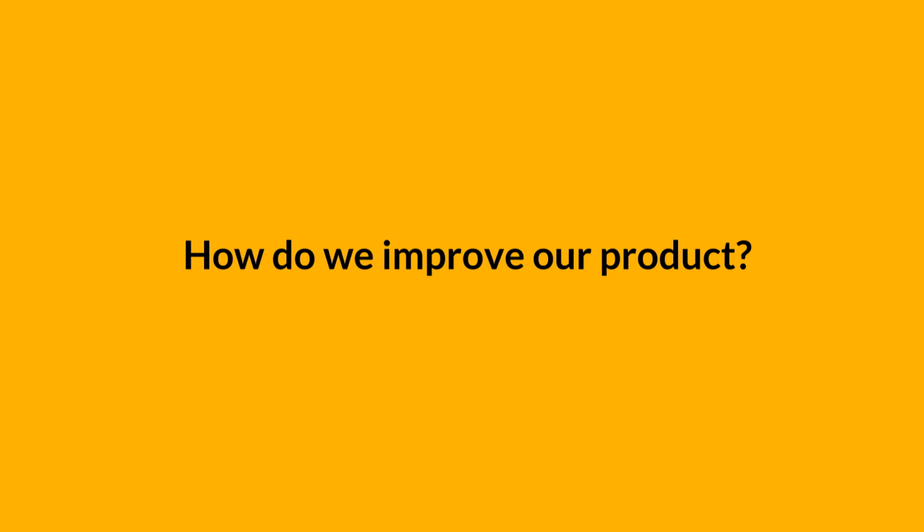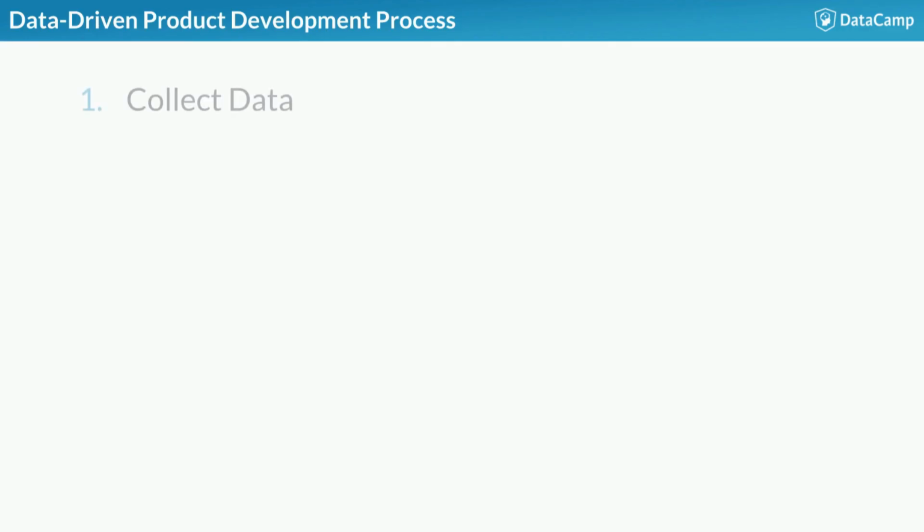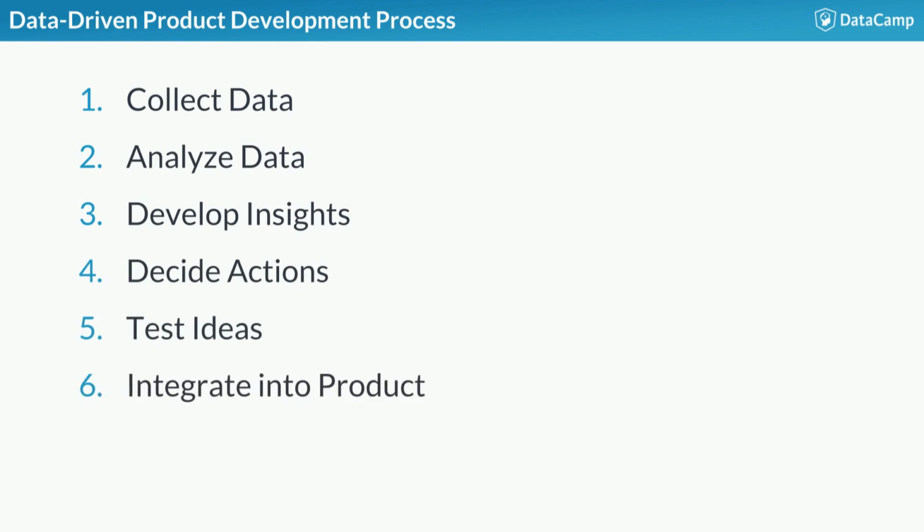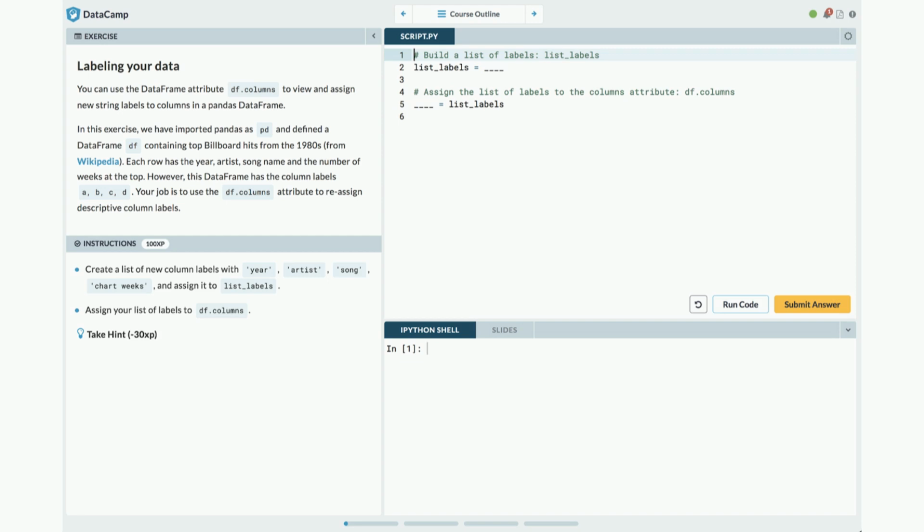Okay, then finally, I want to talk about how we use data internally to improve our own products. And this is really no different from any data science project. You start by collecting the data, you analyze the data, but then it changes. You decide on the actions. You can test ideas in the product, and then we eventually integrate those changes into the product. And then finally, we monitor metrics.